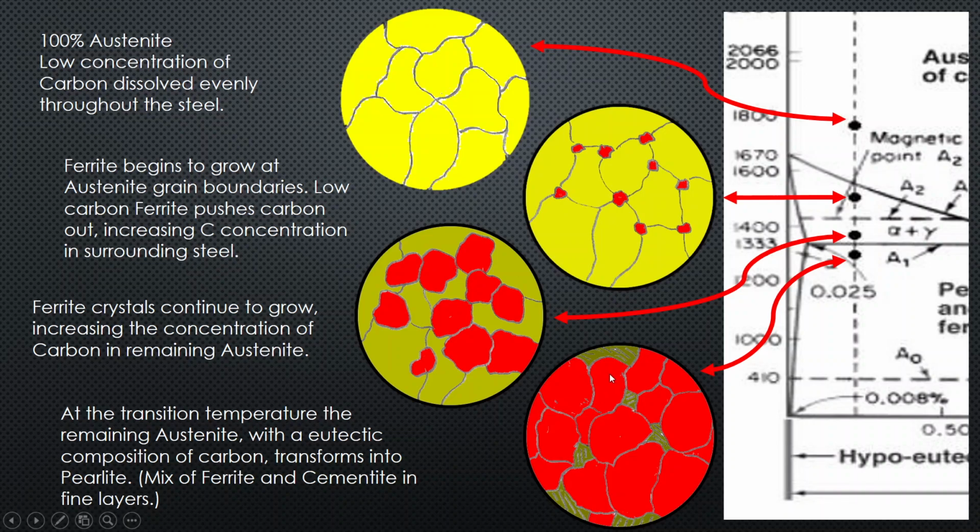The ferrite crystals right here will be very, very soft and very, very ductile. This is why your lower carbon steels, even without any heat treating, will be slightly softer and slightly more ductile than your high carbon steels, simply because there's more cementite in the high carbon steels, and that cementite is there in the form of pearlite.